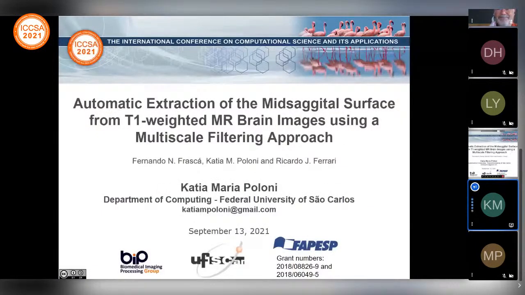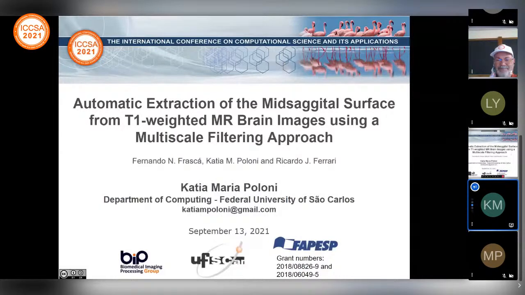Well, good morning. My name is Katia Maria Poloni. I am a PhD student from the Federal University of São Carlos, and I came to present the paper entitled Automatic Extraction of the Mid-Sagittal Surface from T1 Weighted MR Brain Images using a multi-scale filtering approach, authored by Frasca, Poloni, and Ricardo José Ferrari.